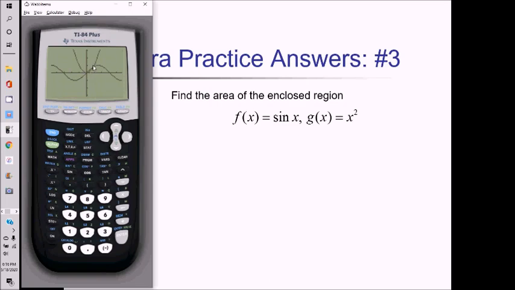So we've got this little sliver in here, and I'm actually going to zoom in a little bit more. Let me adjust my window. I'm going to make my window go from negative 0.5 to positive 1.5, because I really don't need a whole lot of left-right window in order to get this thing. And then we do zoom 0, zoom fit. So there is my sine function, there's my x squared. So yeah, we're trying to get this space in here.